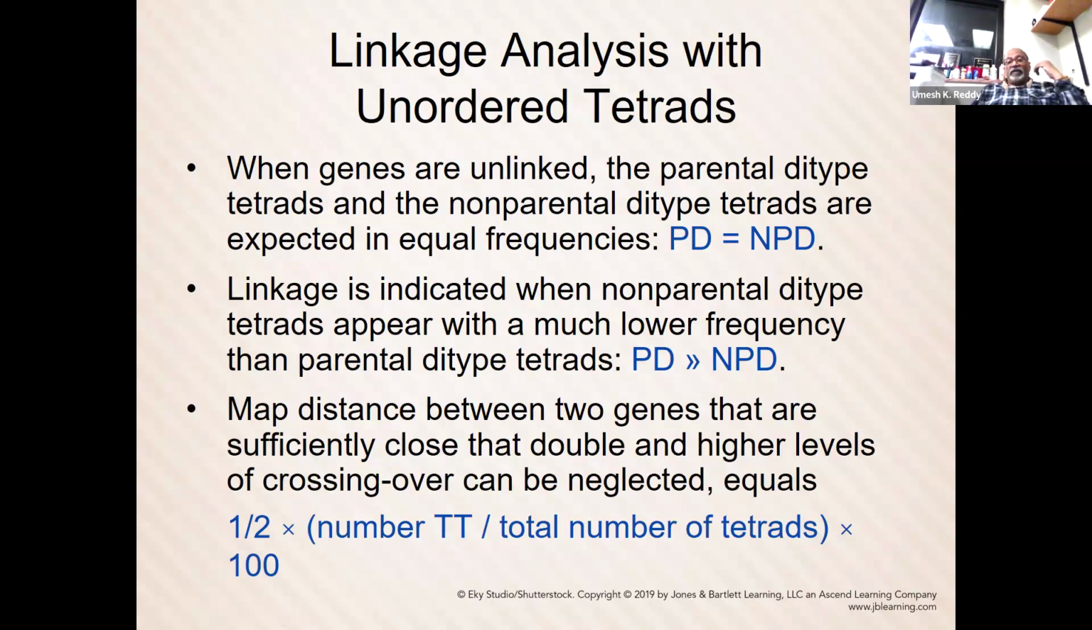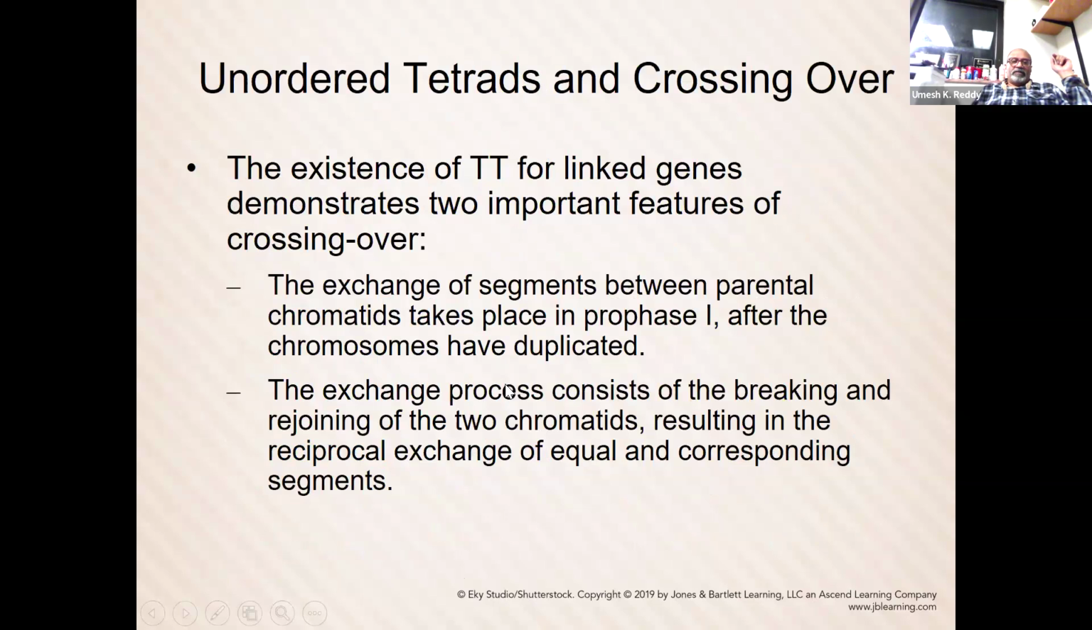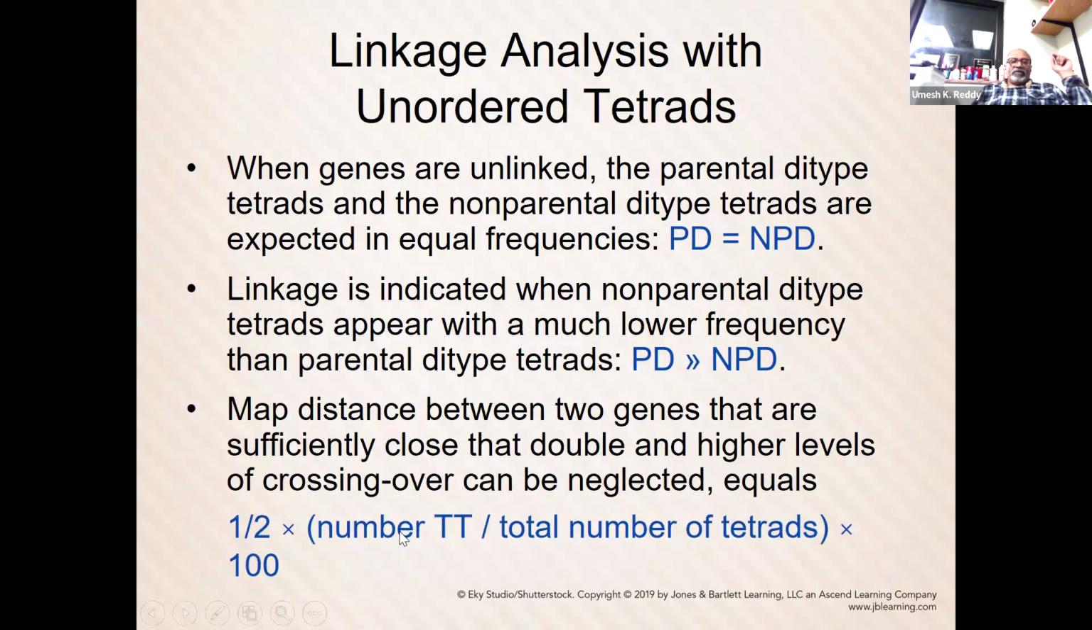Sorry, any ascus is a tetrad. Sorry for that. Tetratype in the sense having both. Two spores are parental kind, two spores are non-parental kind. They are called tetratype. So tetratypes means TT. Number of TT divided by total number of ascus times 100 by half. That gives linkage, mapping distance.